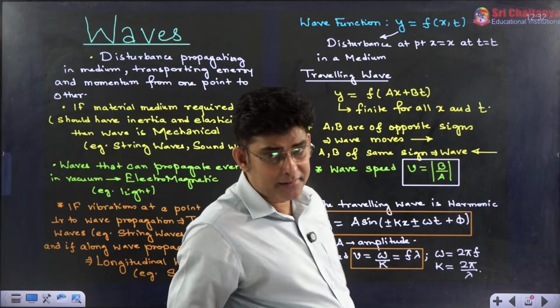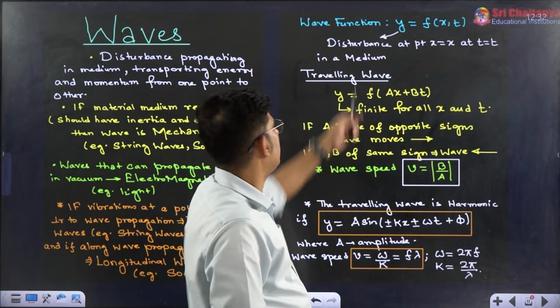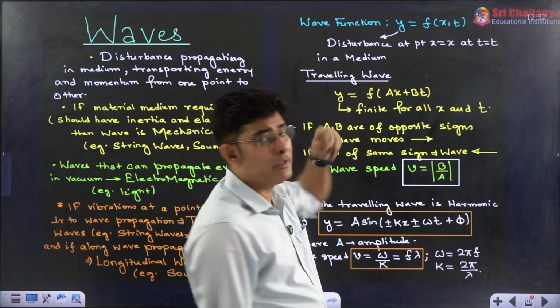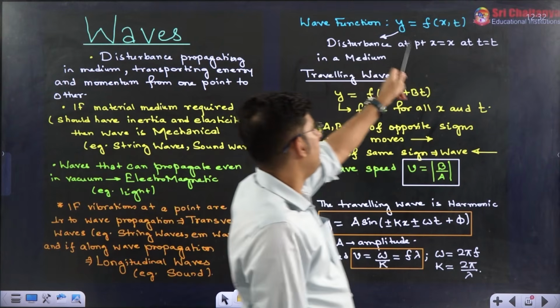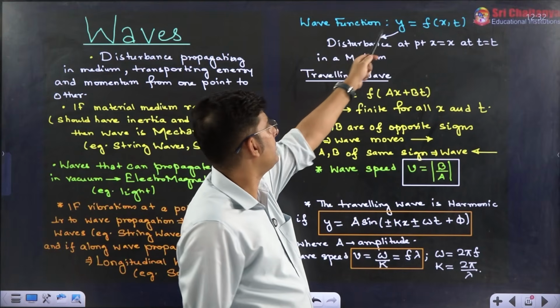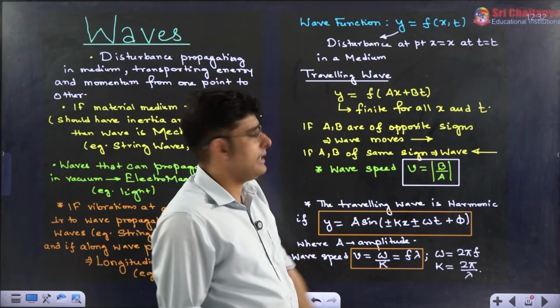Now whenever we have a disturbance, mathematically we represent it as a wave function, which is a function of x and t. What is x and t? Suppose the wave is propagating along the x-axis, then if we take any point of the medium as x equals x, at time t equals t, the disturbance produced at that point is called y.